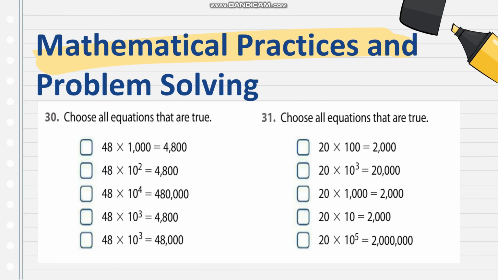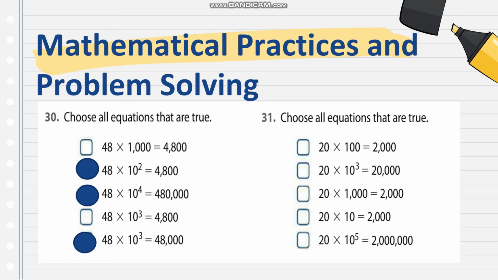Number 30. Use all equations that are true. So the first one, 48, then 3 zeros, so that is not. 48 by 10 squared, you need to add 2 zeros. That's right. 48 multiplied by 10 to the fourth power, we need to add 4 zeros. So the answer is 480,000. That's correct. 48 by 10 cubed, cubed means 3 zeros. So we need to add 3 zeros, but there are 2 zeros only in the product. So that is not. 48 by 10 cubed, so the same question. There are 3 zeros. We need to add 3 zeros. So the answer is 48,000.